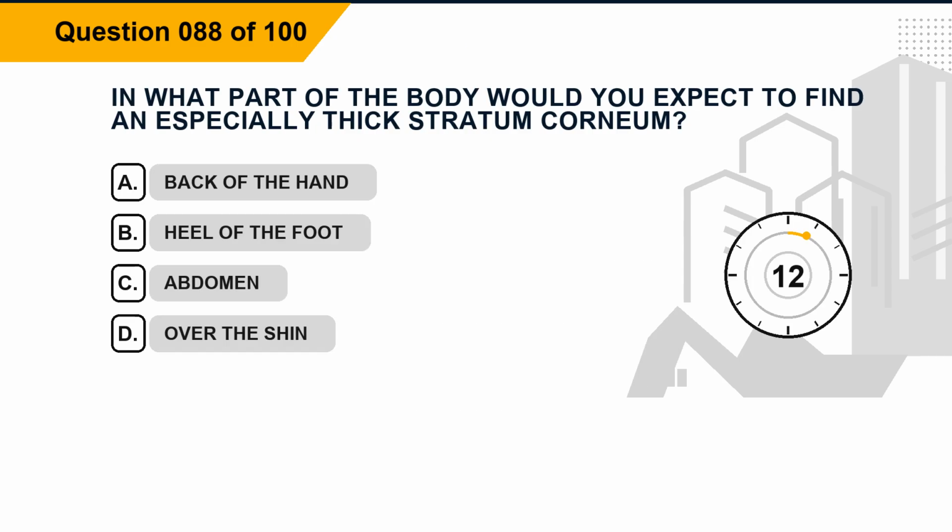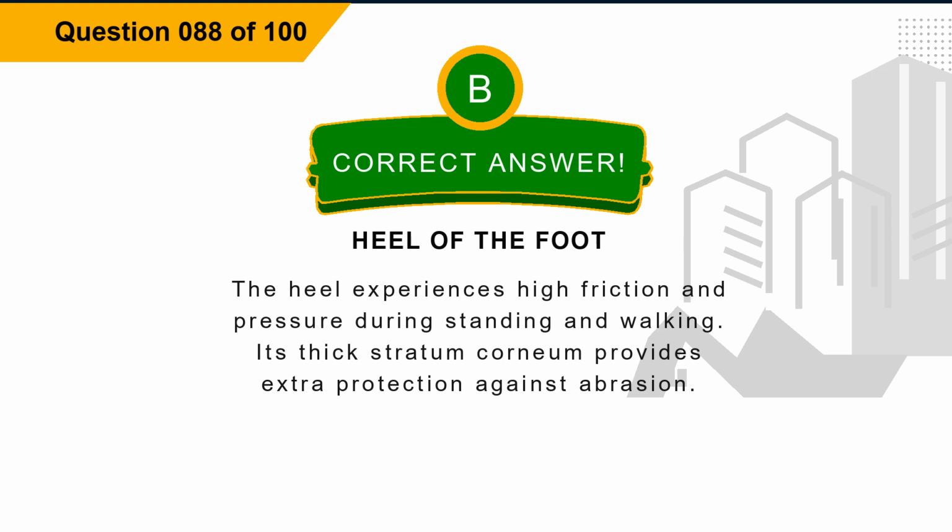Question 88. In what part of the body would you expect to find an especially thick stratum corneum? Option A, back of the hand. Option B, heel of the foot. Option C, abdomen. Option D, over the shin. The correct answer is option B, heel of the foot. Explanation. The heel experiences high friction and pressure during standing and walking. Its thick stratum corneum provides extra protection against abrasion.